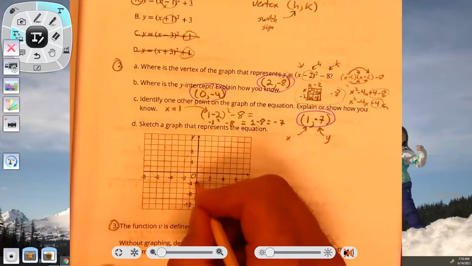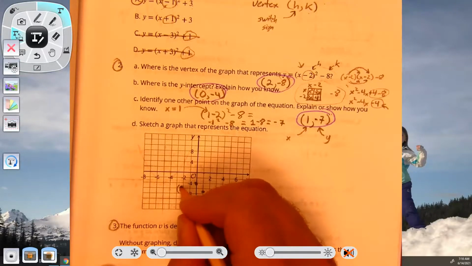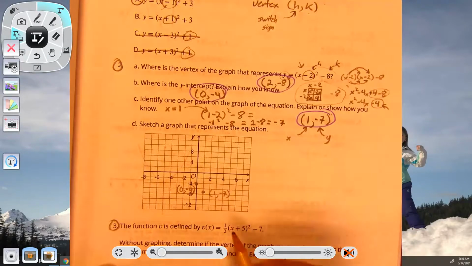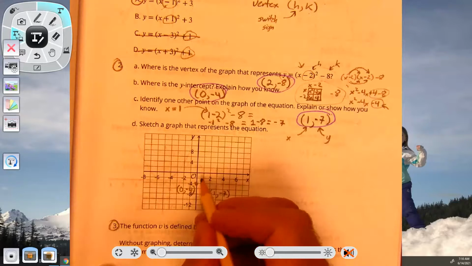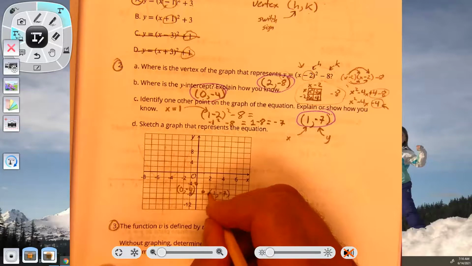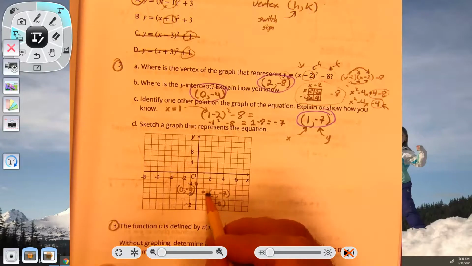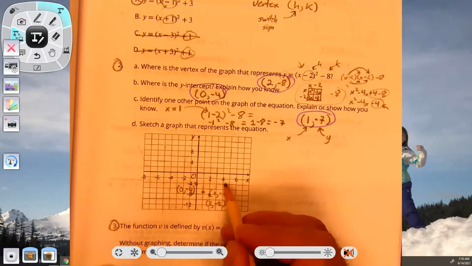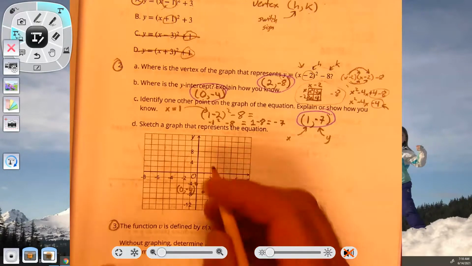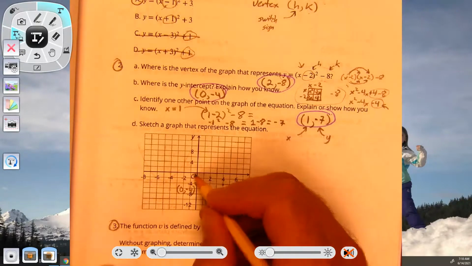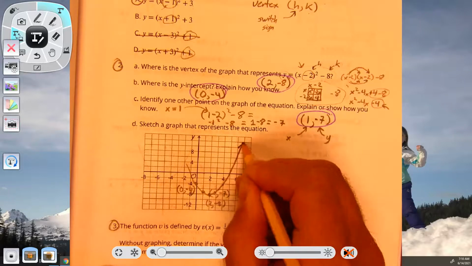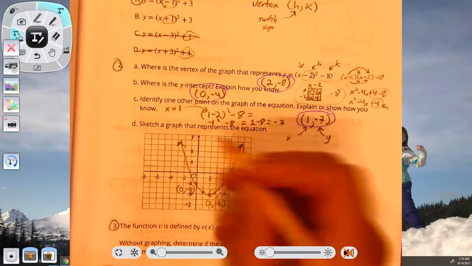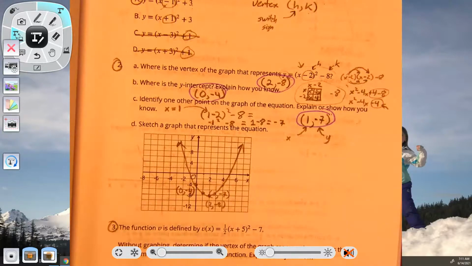0, negative 4, that's right here. 0 comma negative 4. 2 comma negative 8, that's right here. 2 comma negative 8. And since this is the vertex, I can mirror this with these other points over here, like this. Okay, so all we have to do is connect these dots, and you got yourself a nice little parabola. Just like that. Okay, so that's number 2.